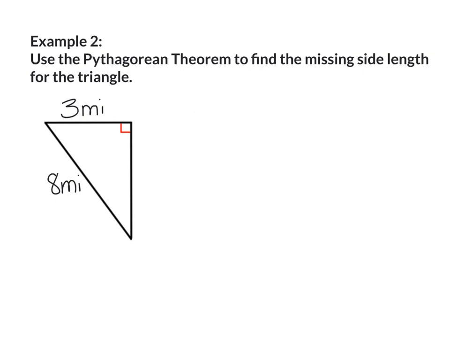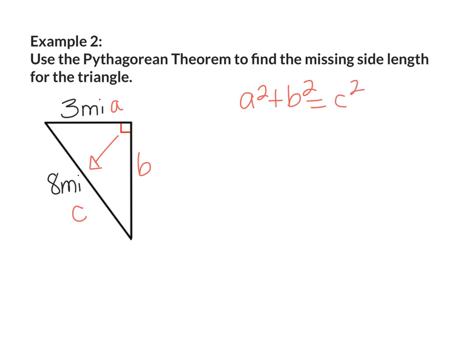Example 2. Use the Pythagorean theorem to find the missing side length for the triangle. So first I'm going to start off by labeling my triangle. Across from the right angle is the hypotenuse, and we're going to label that C. The other two sides are my legs. I notice that the shorter leg is 3 miles, so that's going to be side A. The missing side we will label side B. So I'm going to use the Pythagorean theorem, and the formula is a squared plus b squared equals c squared.